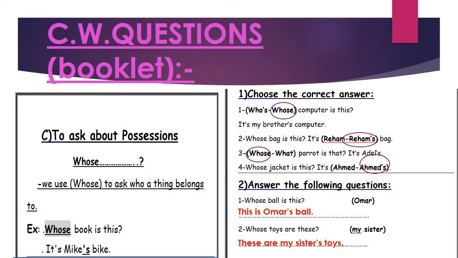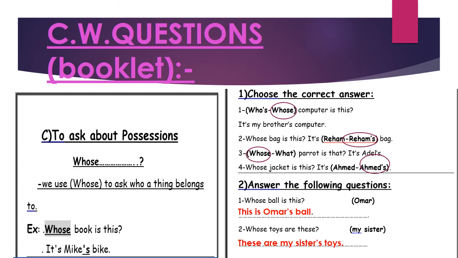Classwork questions from the booklet. C. The whose question is to ask about possessions. We use whose to ask who a thing belongs to. For example here, whose book is this? It's Mike's bike. So we put apostrophe s after the name Mike to show that the bike belongs to Mike. And if I want to ask a question, I have to use whose.